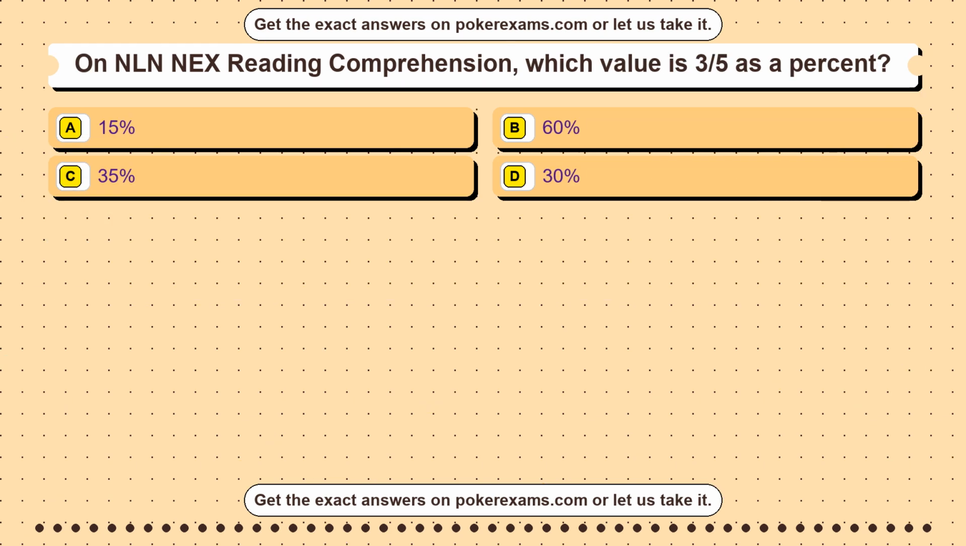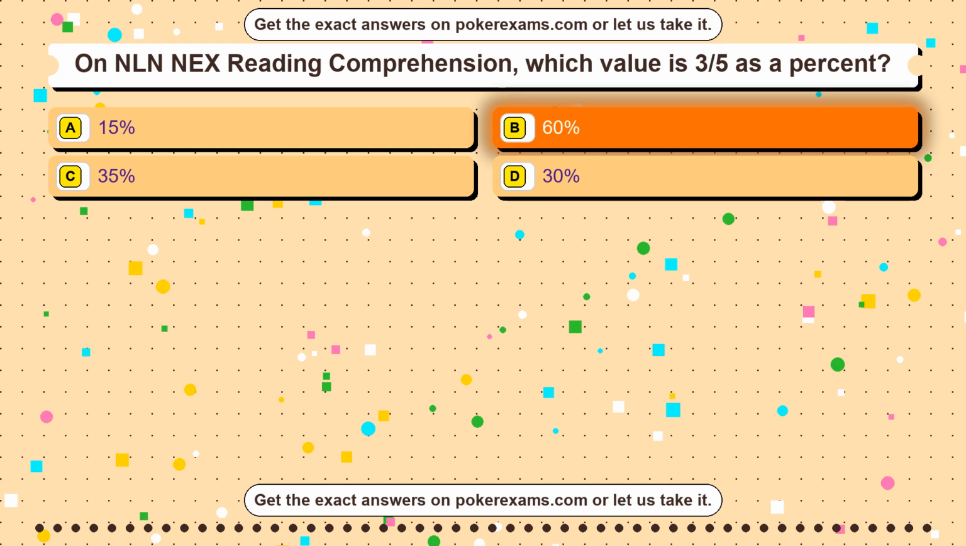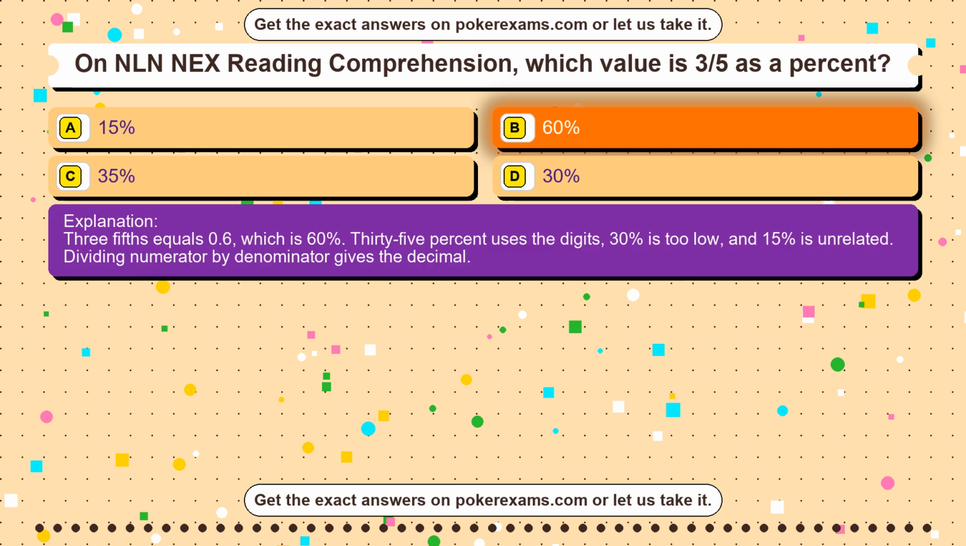Question 4. On NLN NEX Reading Comprehension, which value is 3/5 as a percent? Option A 15%. Option B 60%. Option C 35%. Option D 30%. The correct answer is option B, 60%. 3/5 equals 0.6, which is 60%. 35% uses the digits, 30% is too low, and 15% is unrelated. Dividing numerator by denominator gives the decimal.